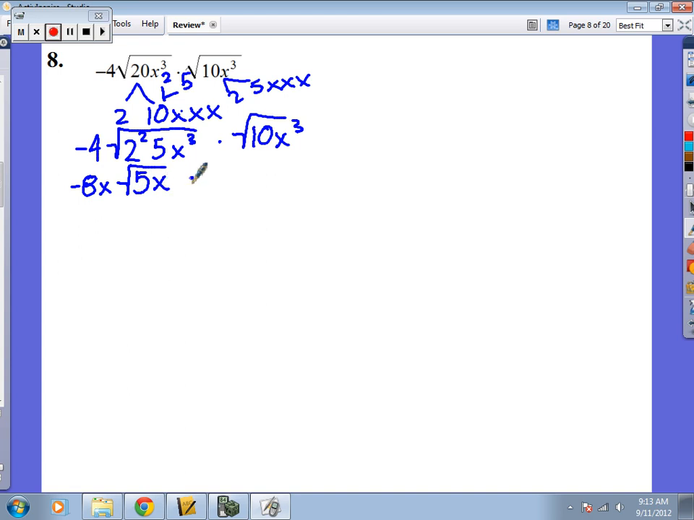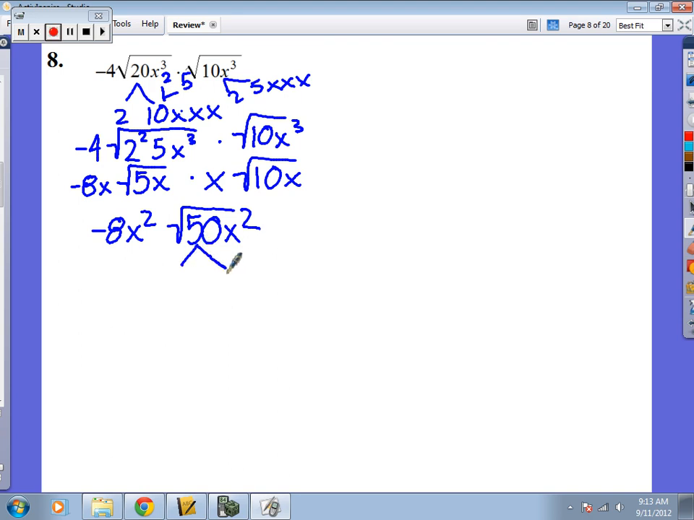5x times, and you can take out an x, so you take out 1x on the square root of 10 x to the 3. And then you times those, and you have -8x squared on the square root of 50x squared, and then you want to simplify.